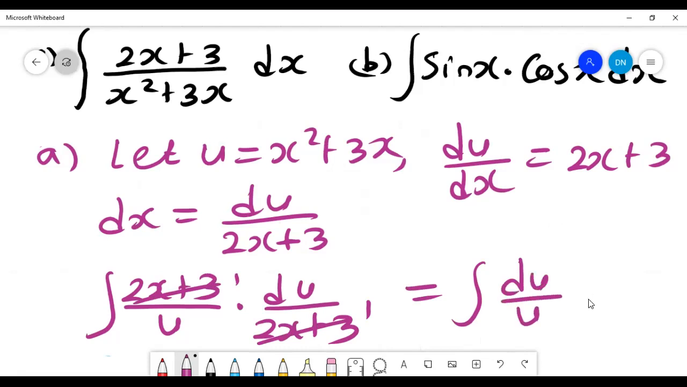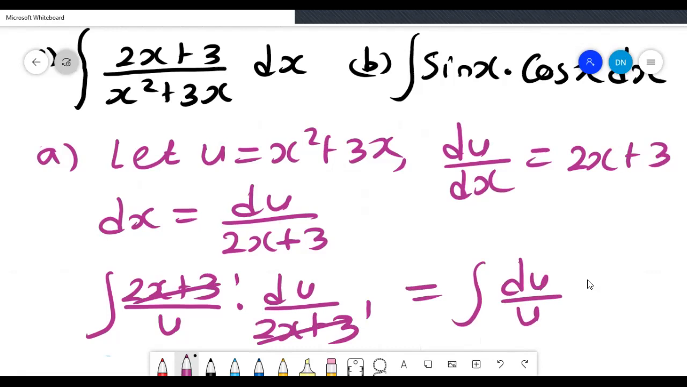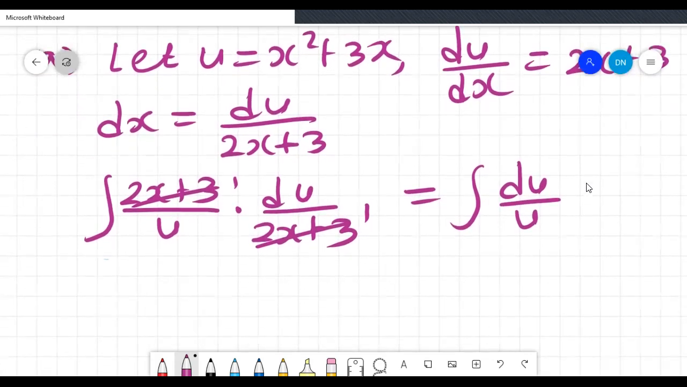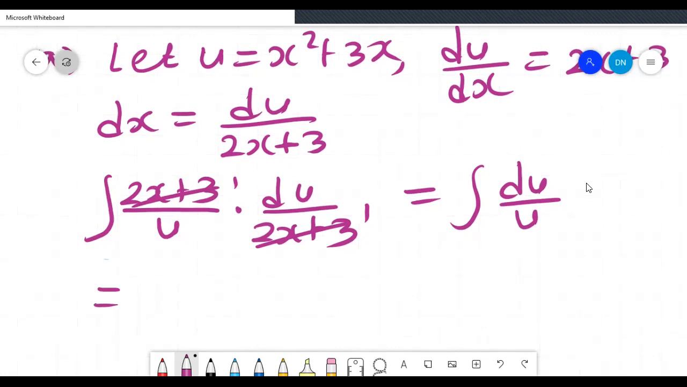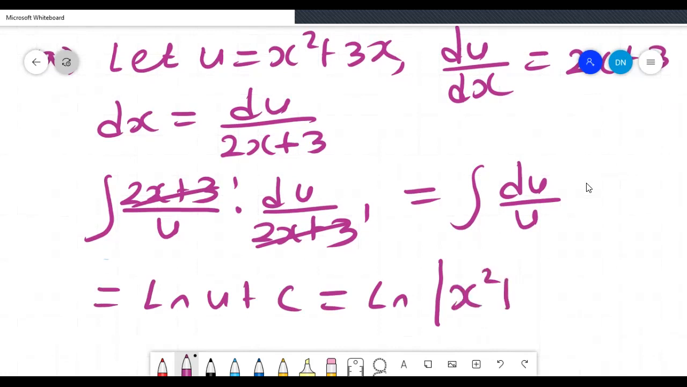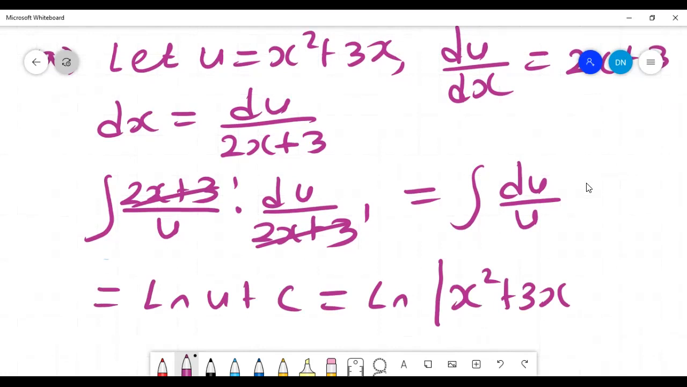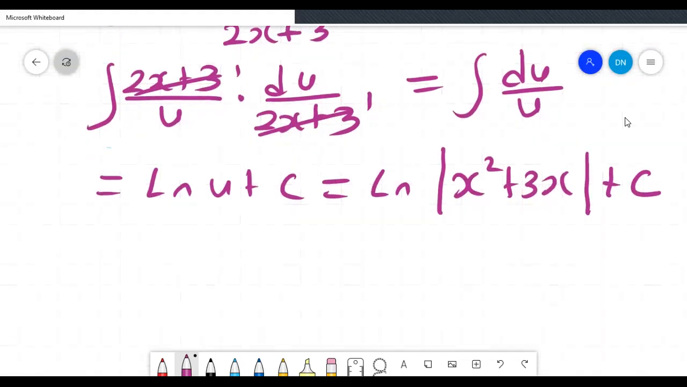What is the integral of du over u? That gives me ln of u plus c. And therefore, what was my u? It was x squared plus 3x, and then plus a constant. Remember, we always put a constant of integration whenever we are dealing with indefinite integrals.